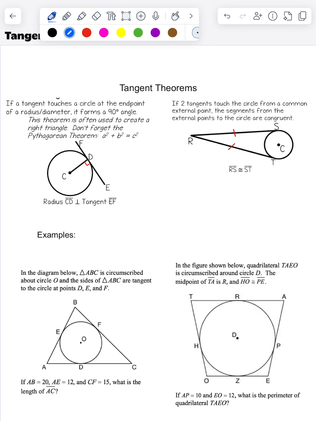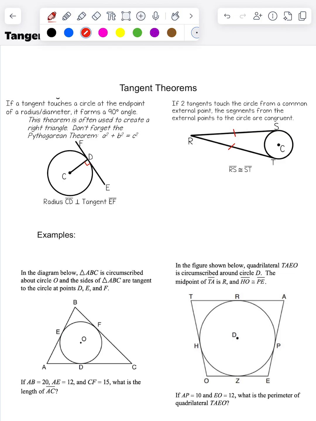In this video, we're going to talk about some tangent and chord theorems. So the first tangent theorem that we're going to look at is that if a tangent to a circle touches the circle at the radius or the diameter, it forms a right angle. And you can see that in the first image to the left.